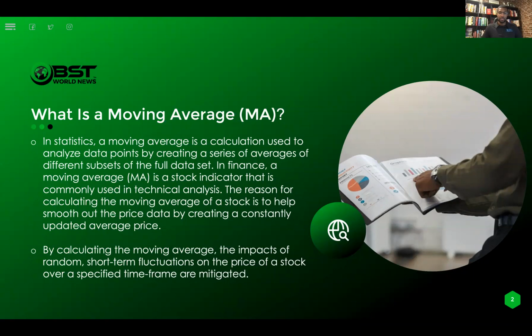By calculating the moving average, the impacts of random short-term fluctuations of the price of a stock over a specified time frame are mitigated. All right, so basically we're using the moving averages to help us stay calm and let us understand exactly what direction the stock price might be going by using previous price history, and we're using that previous price history to determine where we think the price is going to be going in the future.